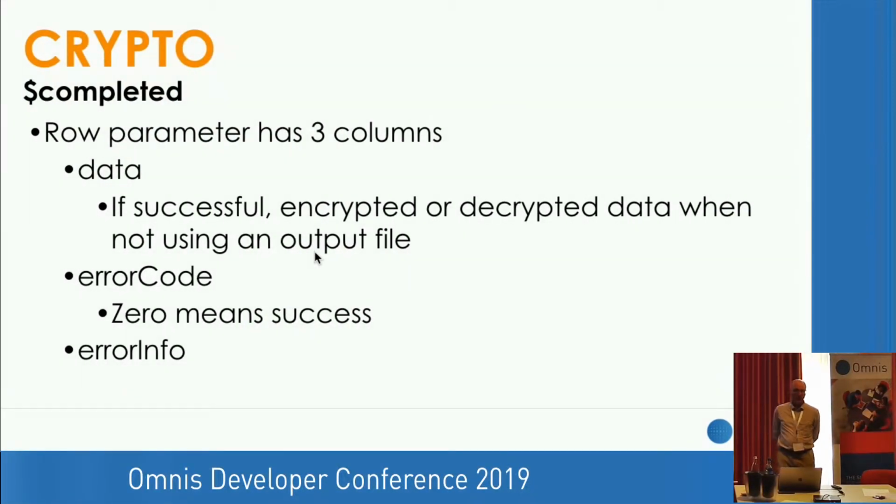And when the worker finishes, you'll get a call to $completed. And this is part of a row variable with 3 columns. One of these columns is data. So if you're not using the separate output file, you'll have a data column in the row variable, which is the encrypted or decrypted data, assuming the request was successful. Otherwise, there's 2 other columns which give you information about success or failure of the operation. So you have error code, which is 0 for success, non-zero for an error of some sort, and then if there was an error, error info will contain some information about the error.